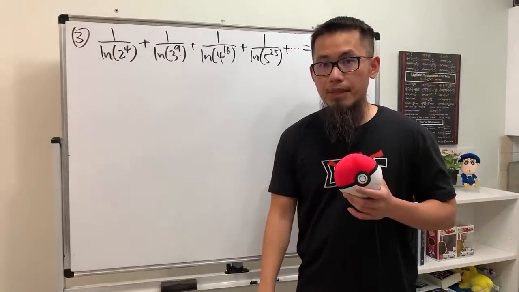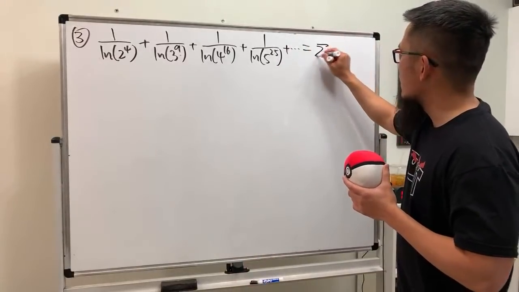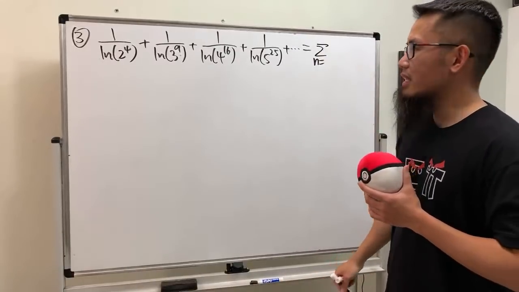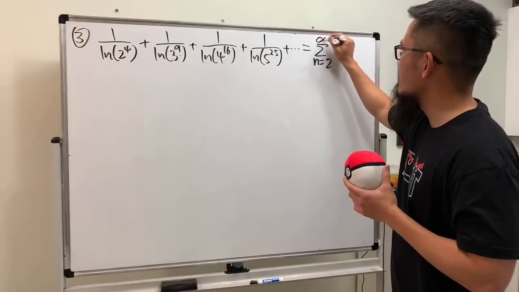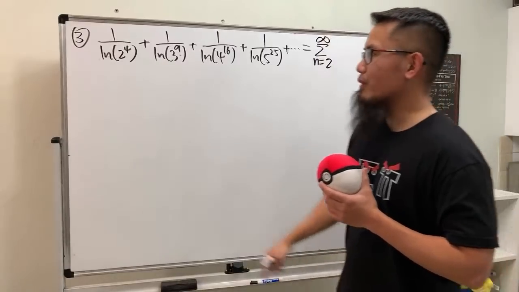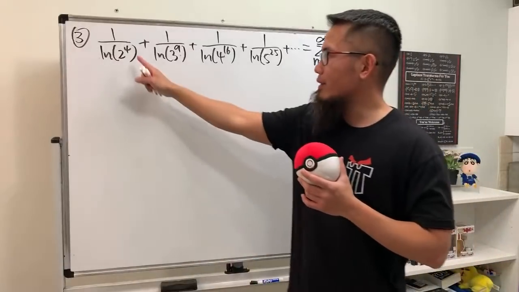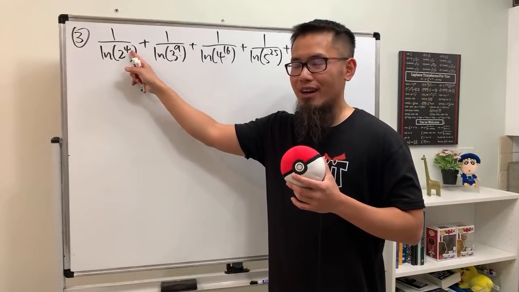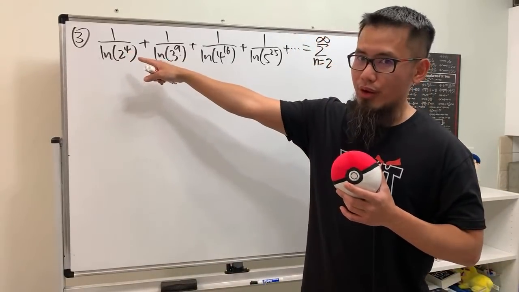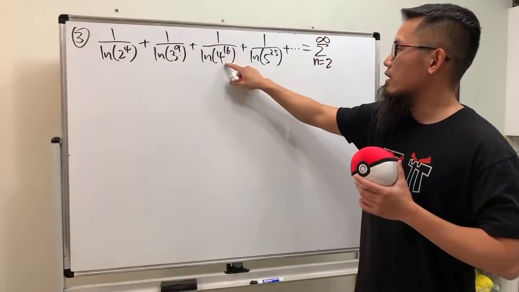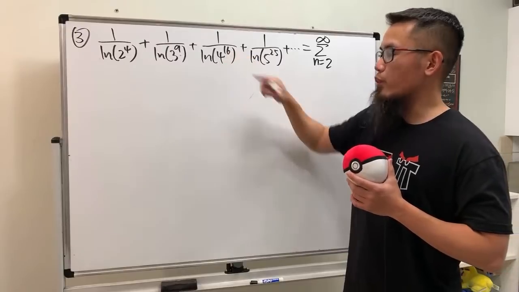Okay, let's write down a formula for this. The sum as n goes from, depends on how you want to write it, we can go from 2 to infinity. Why 2? Well, because of the first term. And also, have a look, this right here is what? 4, which is actually 2 squared. 9 is the same as 3 squared. This is 16, which is 4 squared.